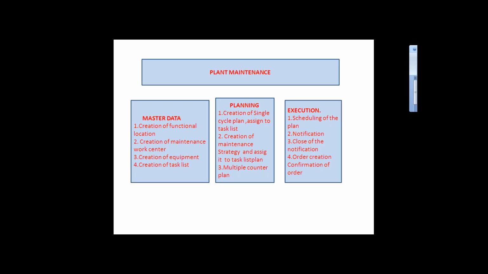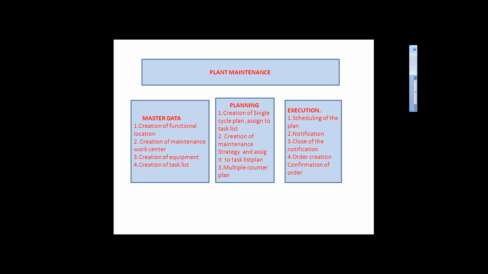Then depending upon the task, we will create planning with a single cycle plan. For example, if it is a simple activity, every day I want to clean for a period of 30 days, so I just want a notification for a period of 30 days. Those kinds of activities we plan in a single cycle plan.